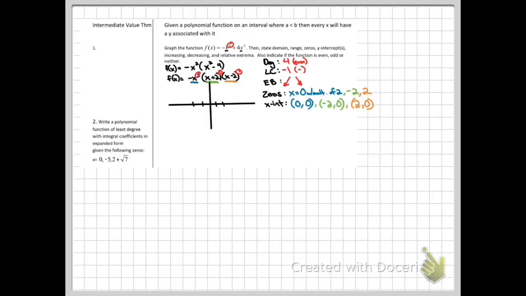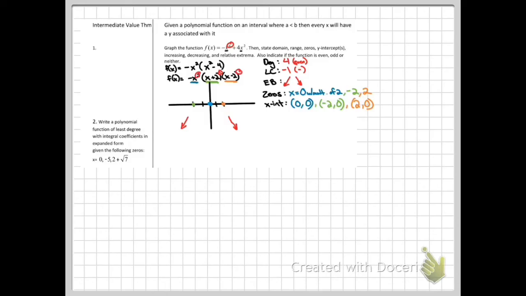First thing you do is plot your zeros. 0 is right at the origin, -2, and +2. Those are the only 3 places your graph can cross the x-axis. Now the arrows. Left of the final left dot, which happens to be green, is down. Right of the final right dot, which happens to be orange, is down.